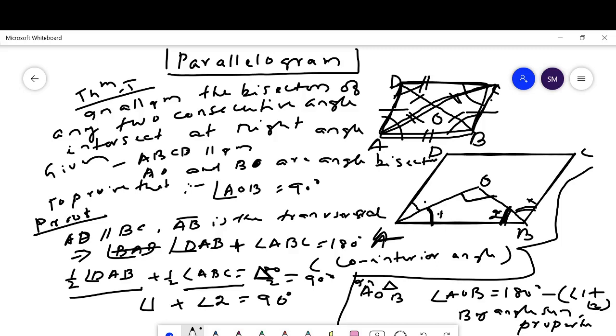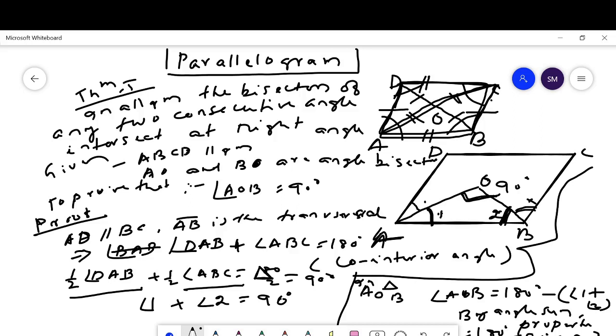As the sum of angles 1 and 2 is 90 degrees, this means 180 minus 90 degrees, which is equal to 90 degrees. Hence, we get the measure of angle AOB is 90 degrees. Here we prove that in a parallelogram, the bisectors of any two consecutive angles intersect each other at a right angle.